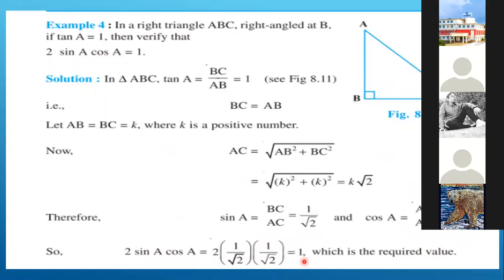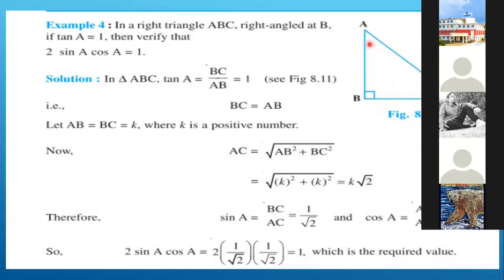Yes, ma'am. Repeat once again. So here for tan A, only one value they gave. They did not give a ratio. So we can take a ratio, 1 by 1 is 1 only. So tan is opposite by adjacent, we can take 1 by 1. So AB is also 1, BC is also 1. Using this, we'll apply the Pythagoras theorem to find the hypotenuse value.